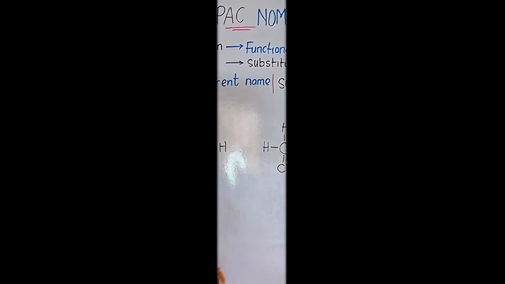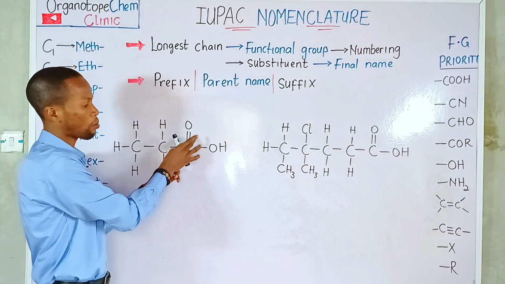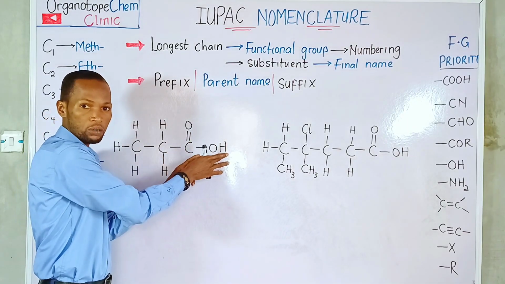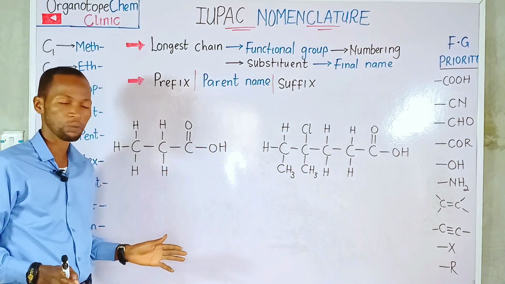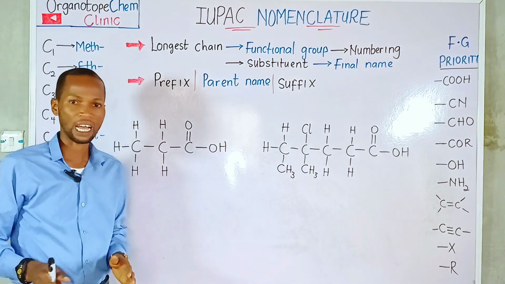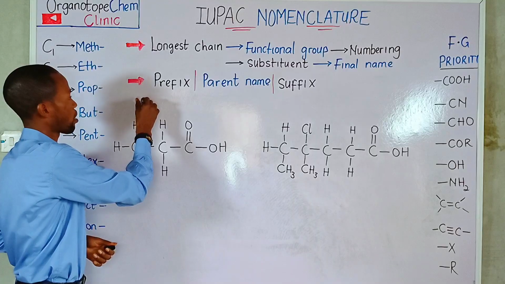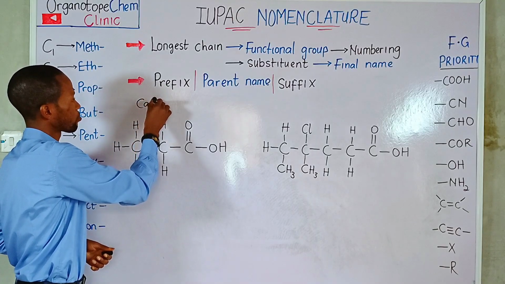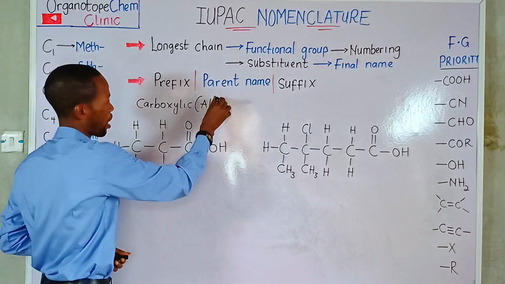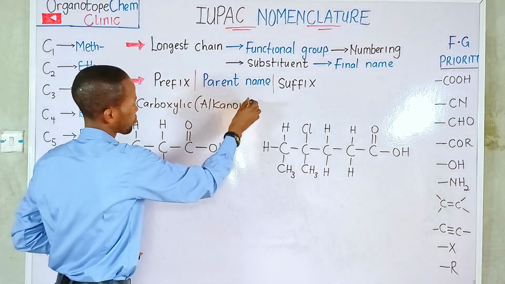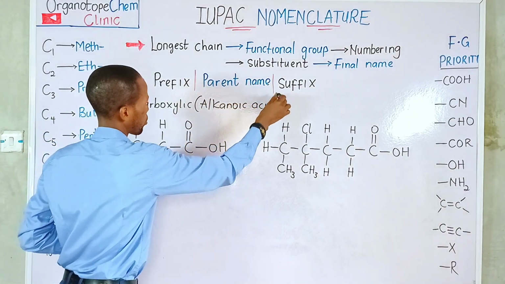Make sense? Here is another organic compound. We have a carbonyl group linked to hydroxyl group. So when you see a carbonyl group linked to a hydroxyl group, the functionality is alkanoic acid. So we have the carboxylic acid, which has the class name alkanoic acid.